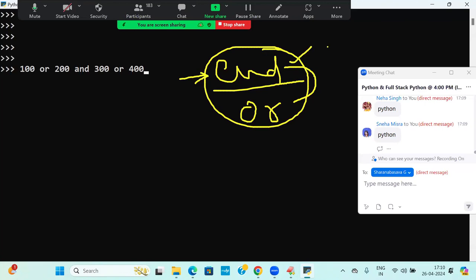it is a product. A product has high priority, the star. Or is a sum, the plus. Between plus and star, which has more priority?